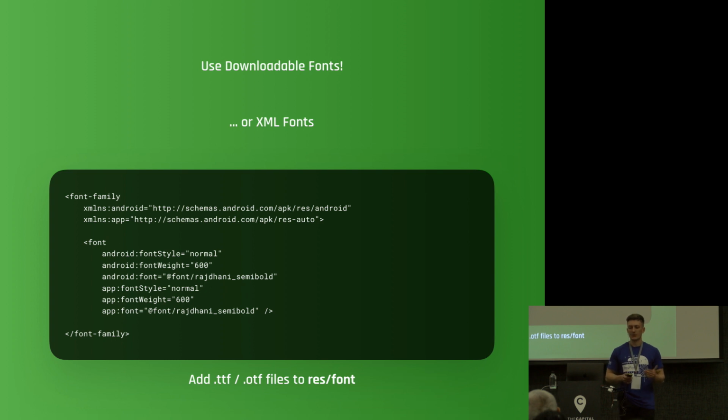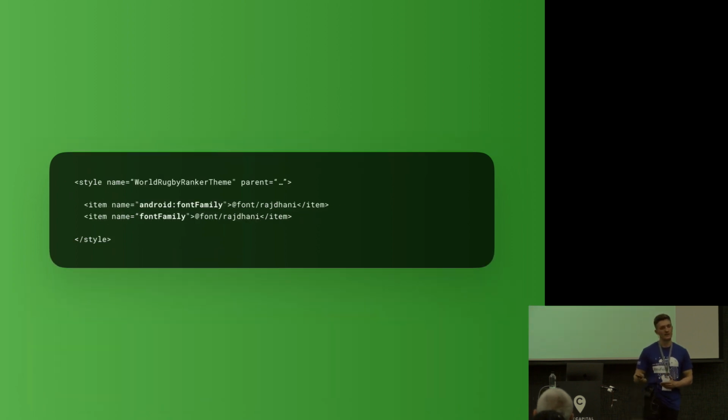But if you do want to use fonts manually, especially if you're using a proprietary font, you'll want to download those fonts, add them to your resources/font directory, and then XML fonts is really what you want to go for here. So this little snippet of code shows how you can reference those fonts in your resources, set up a little XML file with the font family and the font variations. And then in your theme, the same theme that I showed you earlier with the colors, in order to actually theme your entire app with this font, it requires those two attributes.